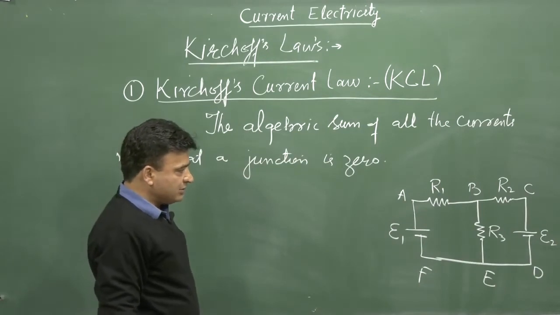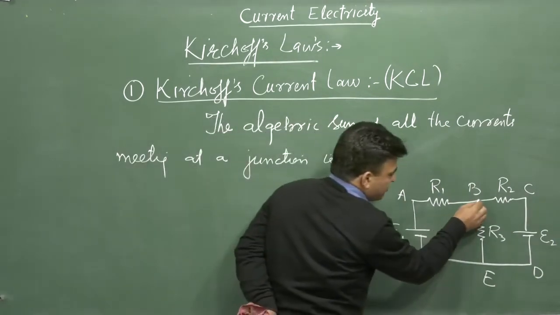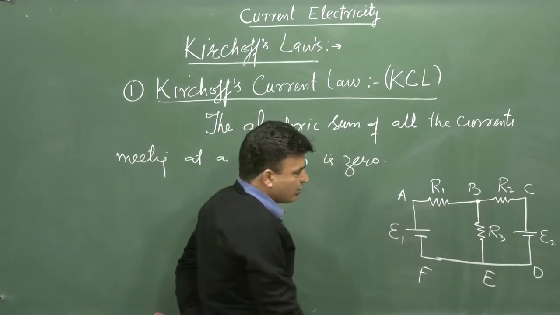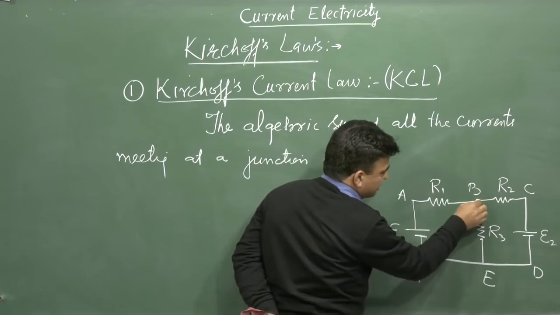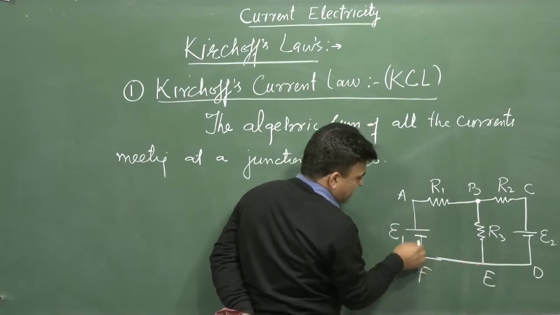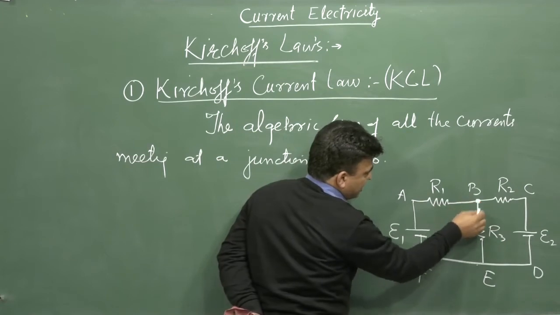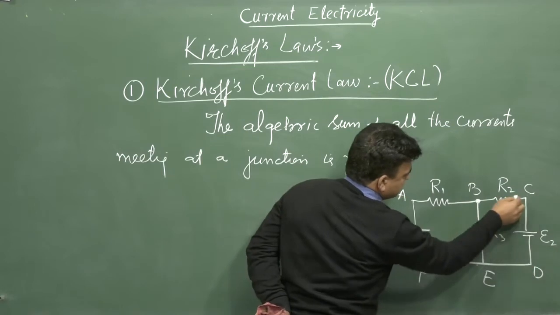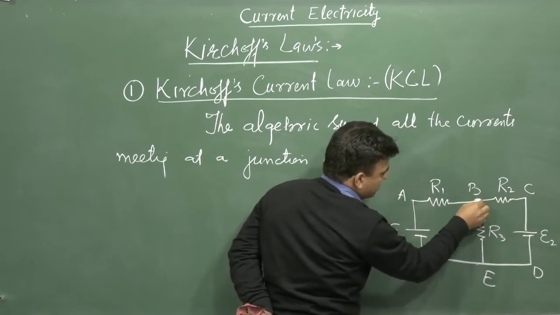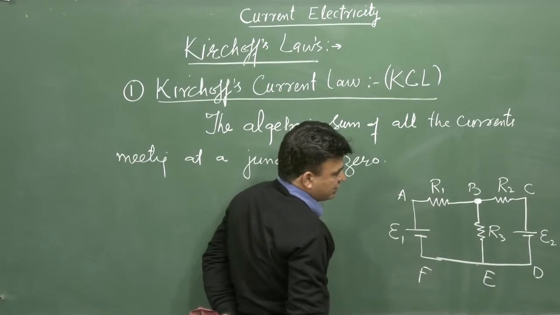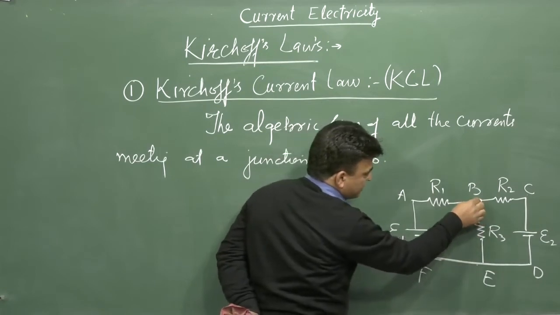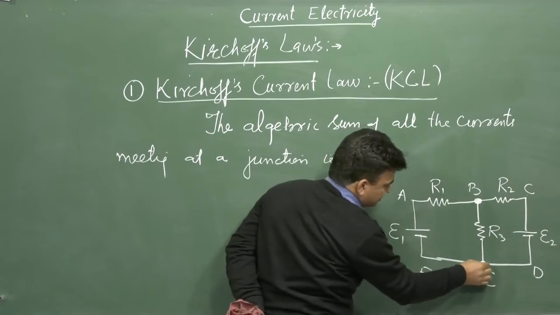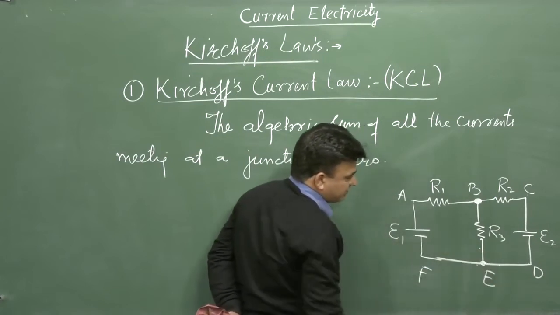Here in this circuit, point B is called the junction, where 3 or more branches meet. This is the branch E, F, A, B. This is the branch E, B, and this one is also the branch E, D, C, B. Where 3 branches or more than 3 branches meet is called a junction. Here E is also called the junction because here also 3 branches are meeting.